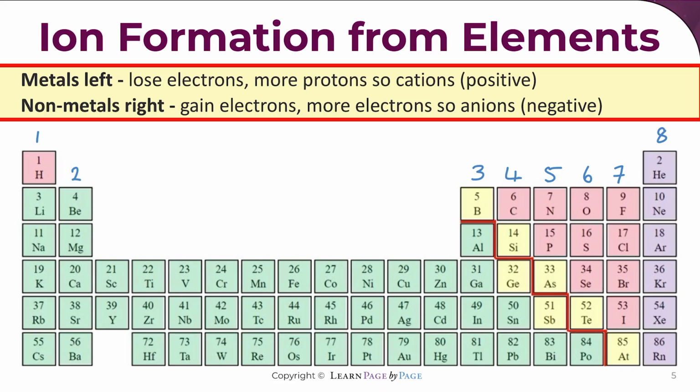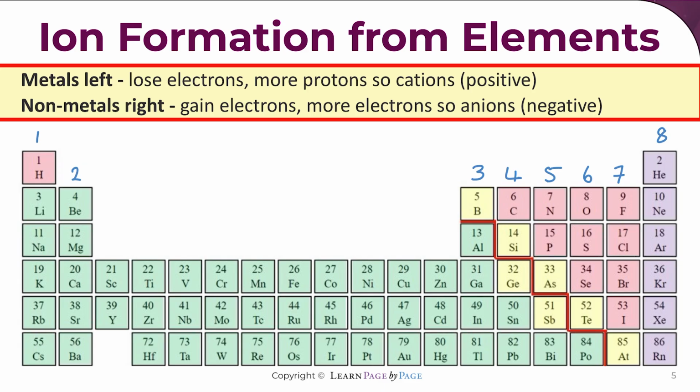We use group number to predict ionic charge, and one of the most powerful ideas here is that the element's group number tells us how many electrons it has in its outer shell, and that immediately tells us what ion it will form. So group 1 will form a 1+ ion, group 2, 2+ ion. And when we come over here, it's a little bit different because they form negative ions, but the group number still gives us an indication of what the charge will be.